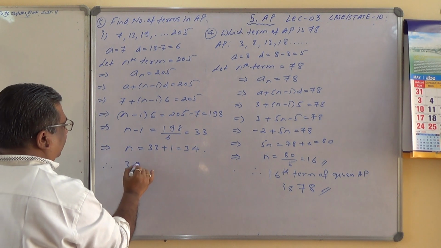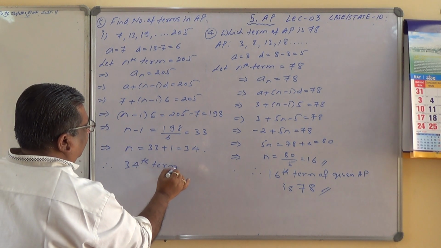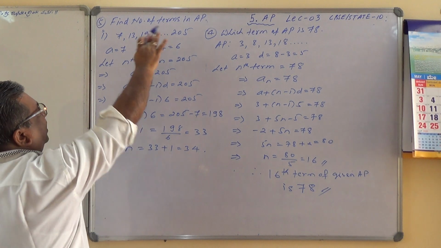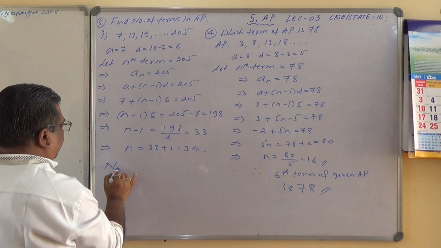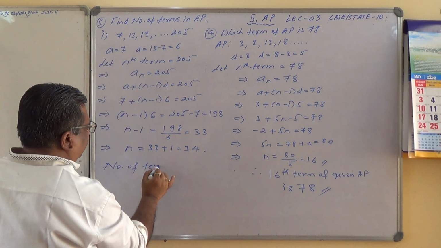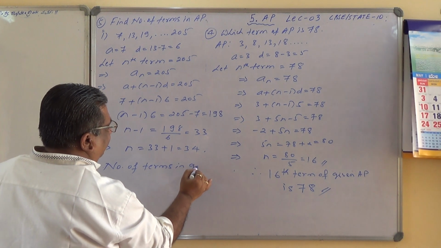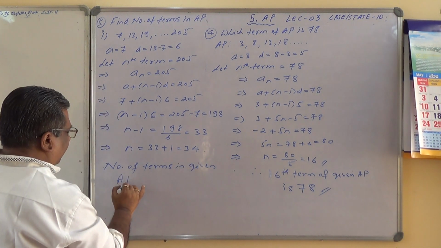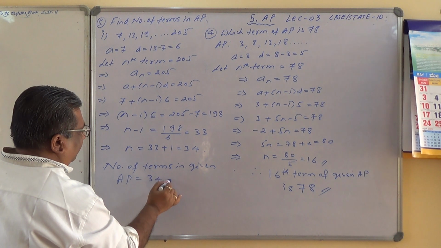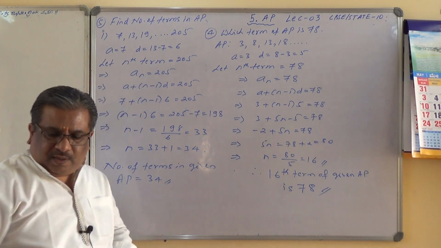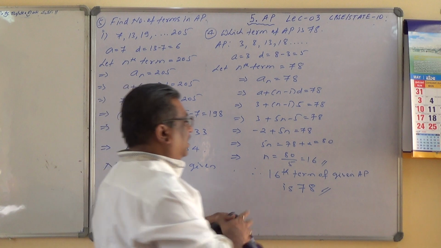Therefore the 34th term. What is the question? How many terms? Therefore the number of terms in the given AP equals 34. Check the answer. Number of terms is 34. It is correct. Next.